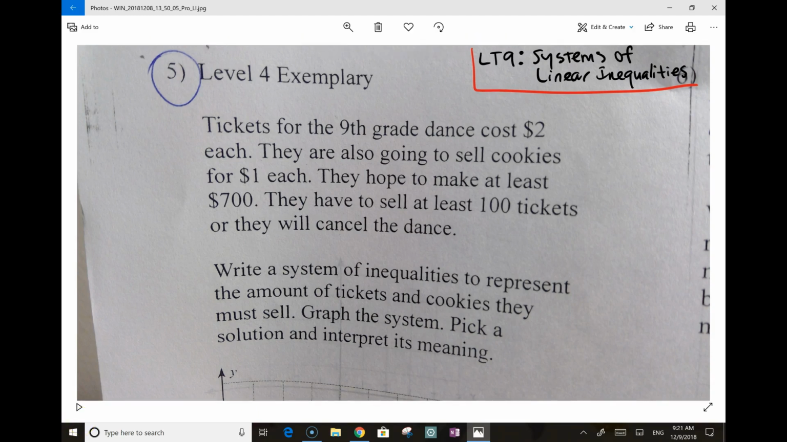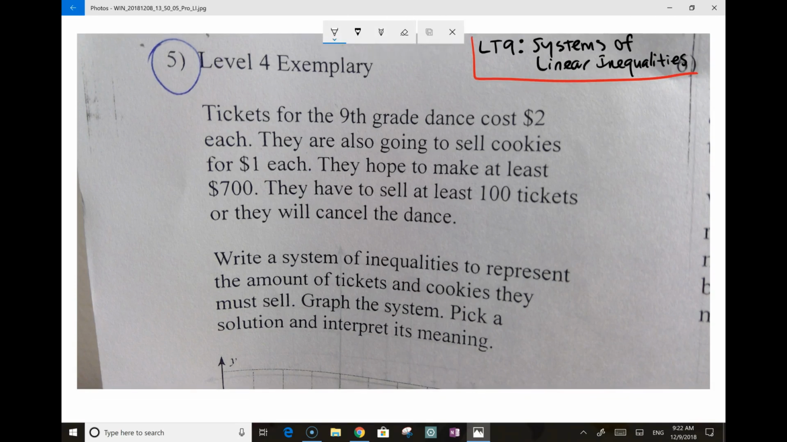So what we have to do is we have to come up with our two inequalities in order to graph them and find the common solution area, which would give us the different possibilities of number of tickets that could be sold and the number of cookies that could be sold in order to meet their goals. So the first inequality has to be based on the profit that is made from selling tickets and from selling cookies.